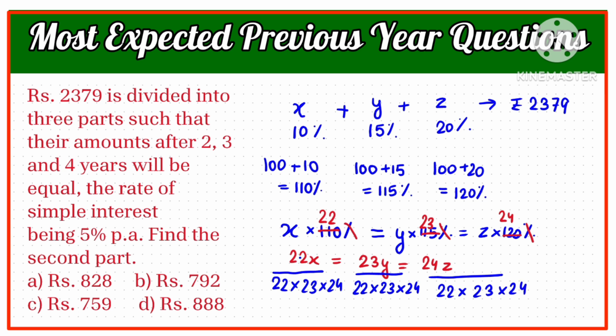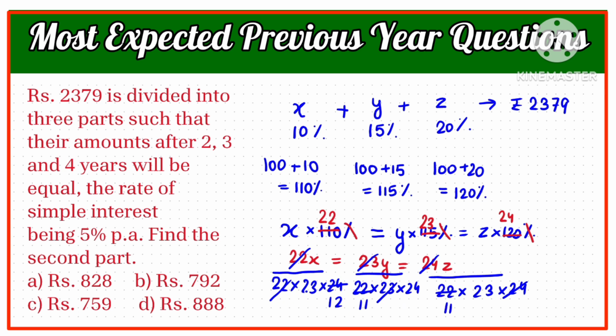Now cancel out. Here 22 and 22 will get cancelled. Here 23 and 23 will get cancelled. Here 24 and 24 will get cancelled. Now as you can see, again you can cancel by 2. So if you cancel this by 2, you will get here 12. If you cancel this by 2, you will get here 11. If you cancel this by 2, you will get 11.